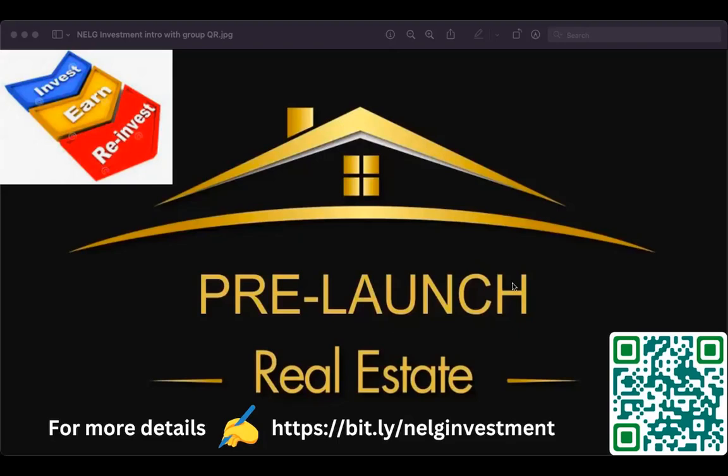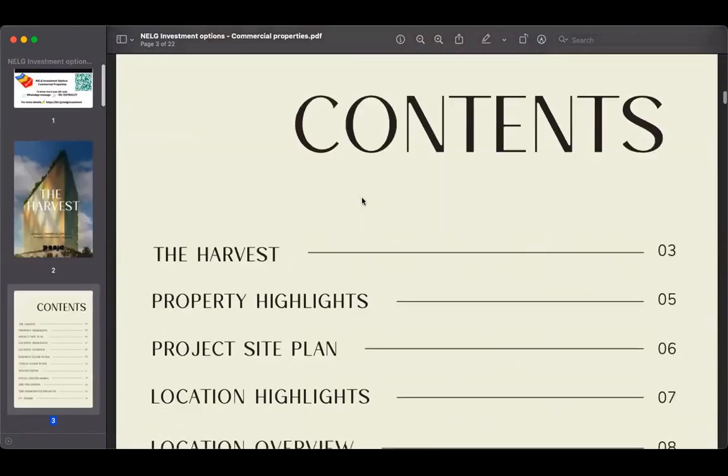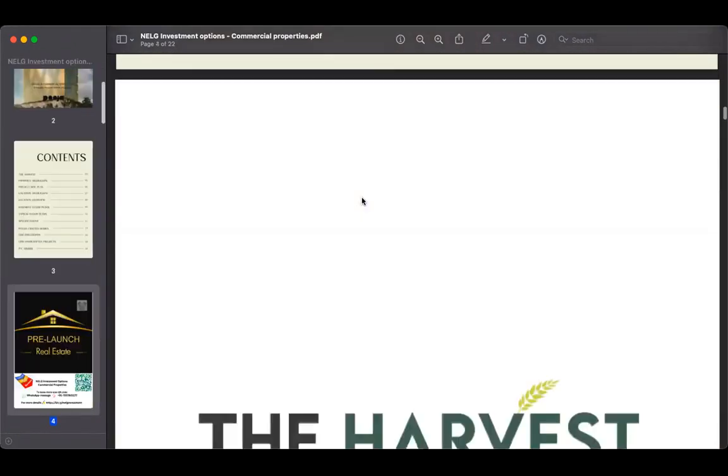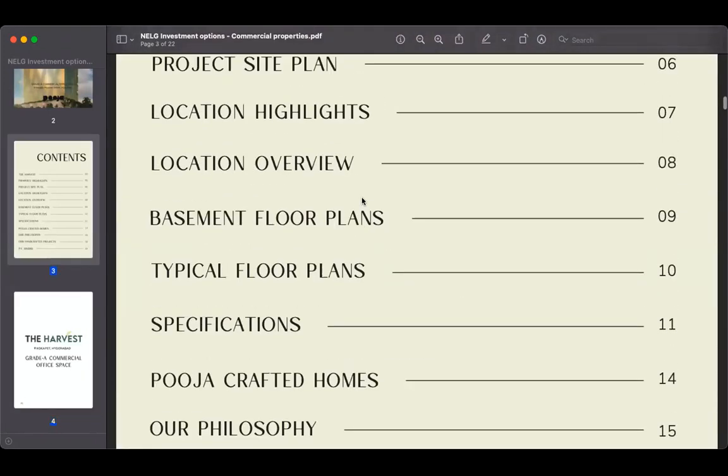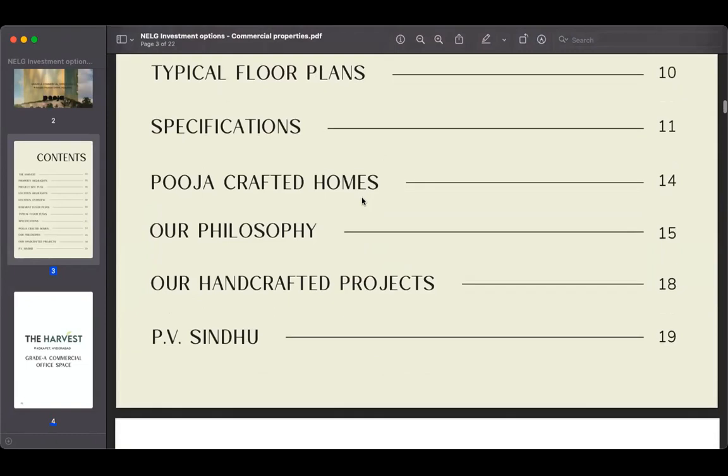Let me share the brochure first. Why we're interested, we'll discuss. So this is a grade A commercial office space in Kokapet, next to or within the financial district in Hyderabad. And you can see the index, the philosophy and the location overview highlights, and who their brand ambassador is and all.